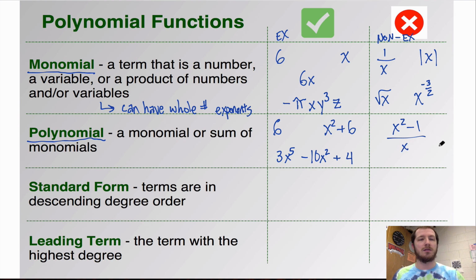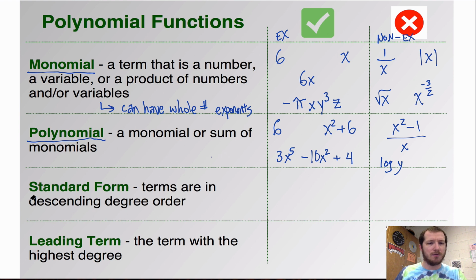For non-examples, if we have a polynomial over another polynomial, that's no longer just a polynomial, that's a rational function. Or we could throw in some other kind of function, like the log of a variable, so the log of y. That's not a polynomial.